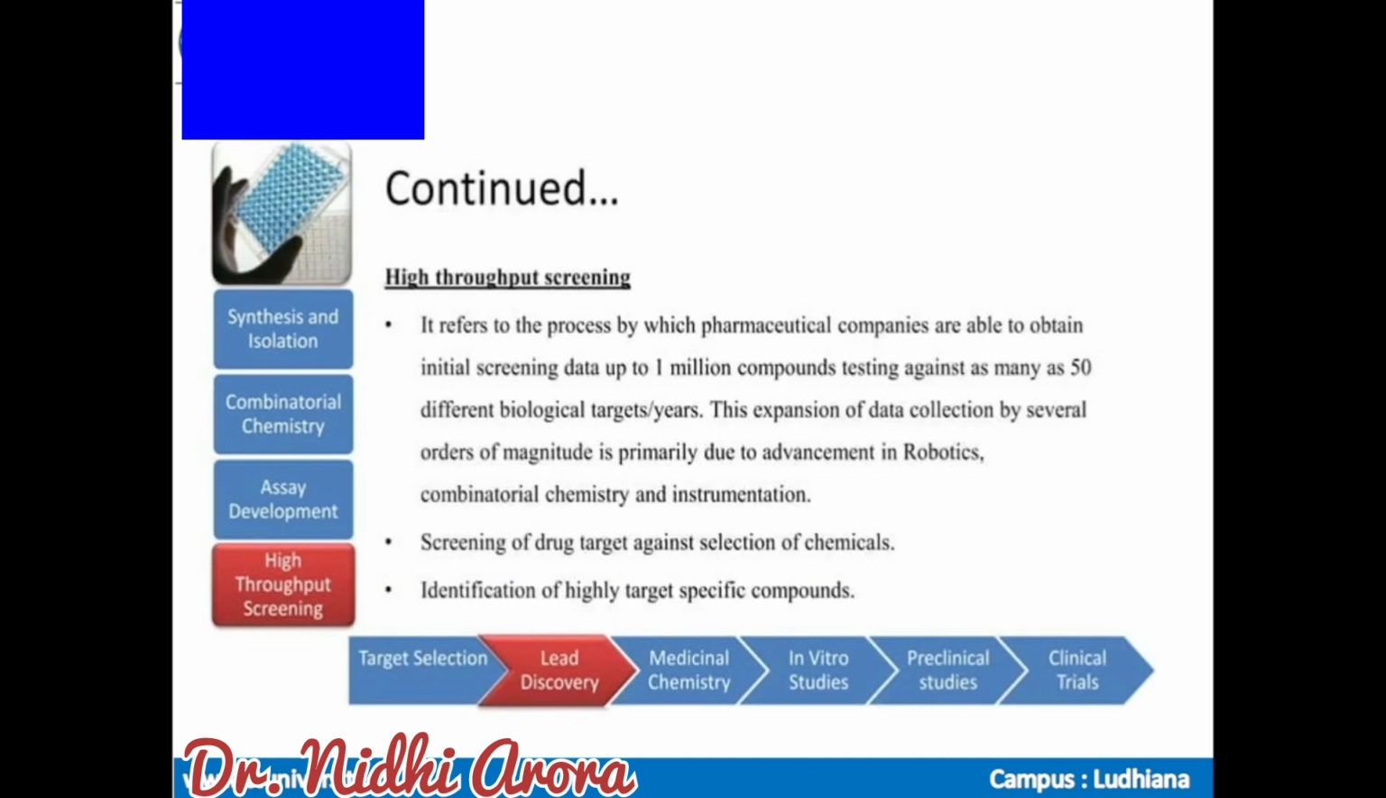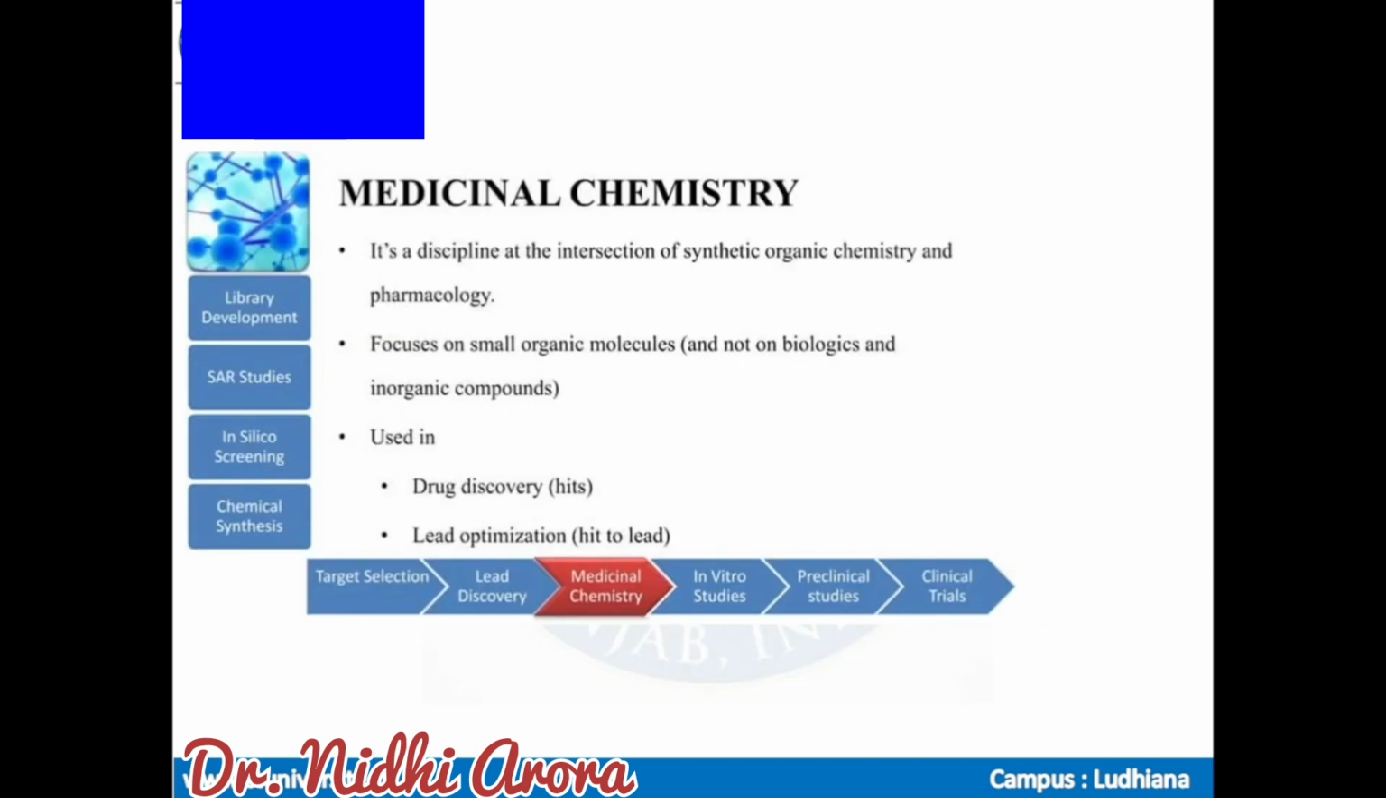So at last, high throughput screening. It is a process by which pharmaceutical companies are able to obtain initial screening data, up to 1 million compounds tested against as many as 50 different biological targets. The expansion of data collection by several orders of magnitude is primarily due to the advancement in robotics. So first is screening of drug target, identification of highly target specific compounds, and at last medicinal chemistry.